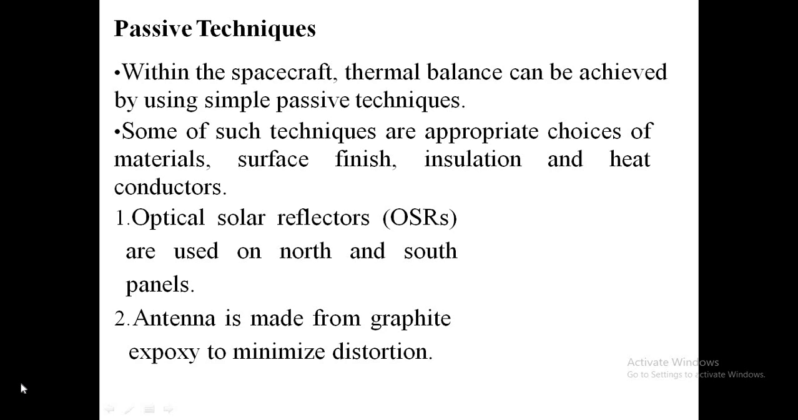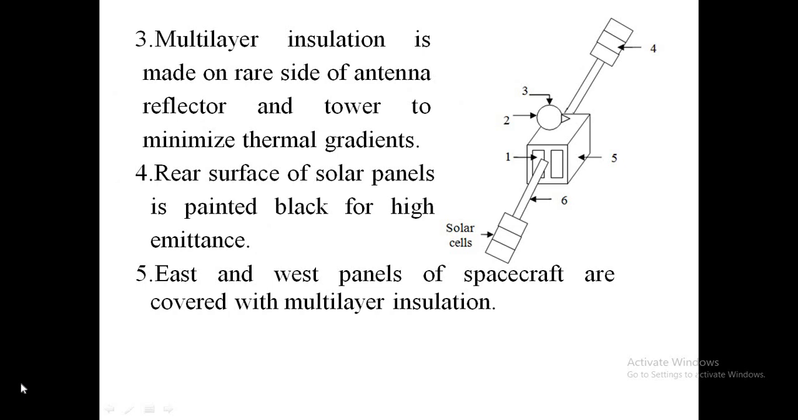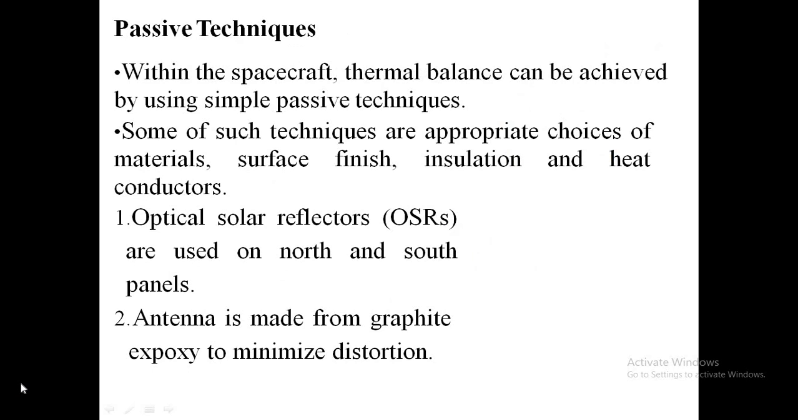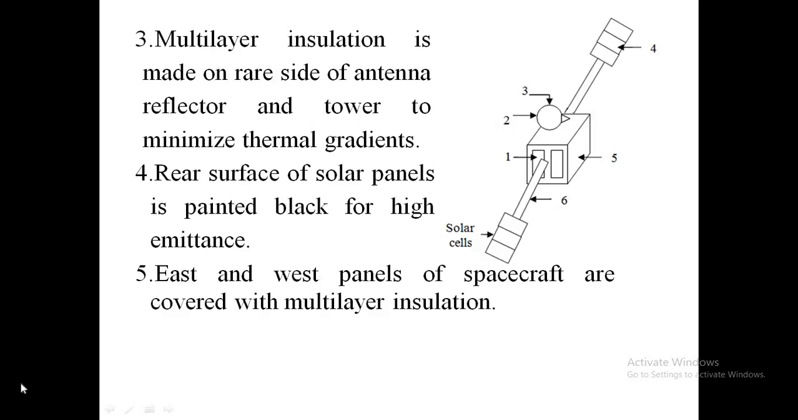to minimize distortion. Multi-layer insulation is made on the rear side of the antenna reflector and tower to minimize thermal gradients, as well as the rear surface of solar panels is painted black for high emittance, and the east and west panels of the spacecraft are covered with multi-layer insulation. These are some of the passive techniques.